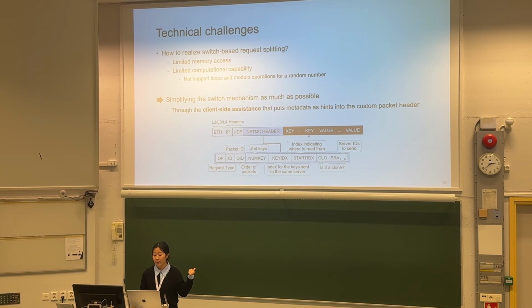So here is a picture of our custom packet format. The NetMC header is encapsulated as the layer for payload of the packet. The NetMC header contains various metadata fields such as request type, packet ID, packet order, number of keys, index for keys targeting the same server, index indicating where to read from, a client flag, and the list of target server IDs. So these metadata fields are compact, typically around 20 bytes. So they introduce only a small overhead.